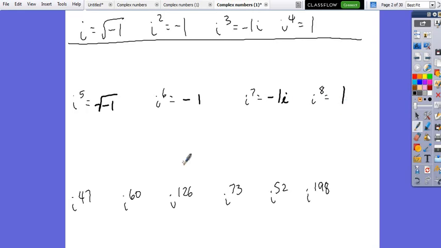Okay, so again, these are your 4 situations that you're going to have. Now, look at i to the 47. i to the 47 is different than what we have, right?